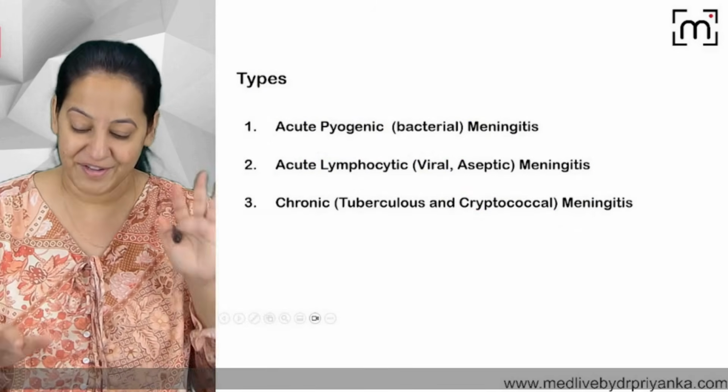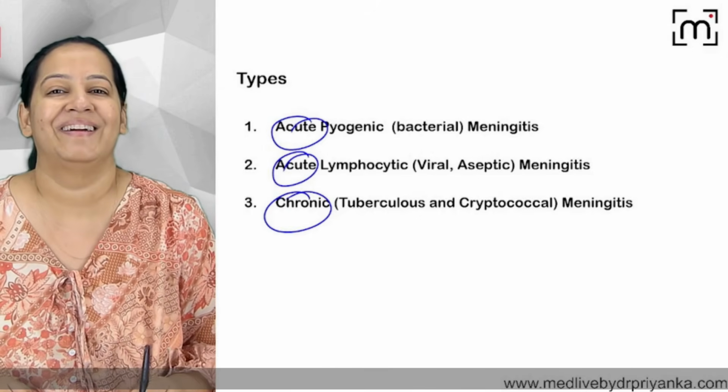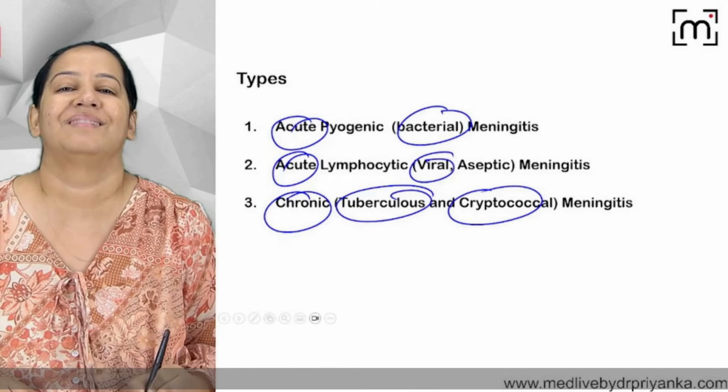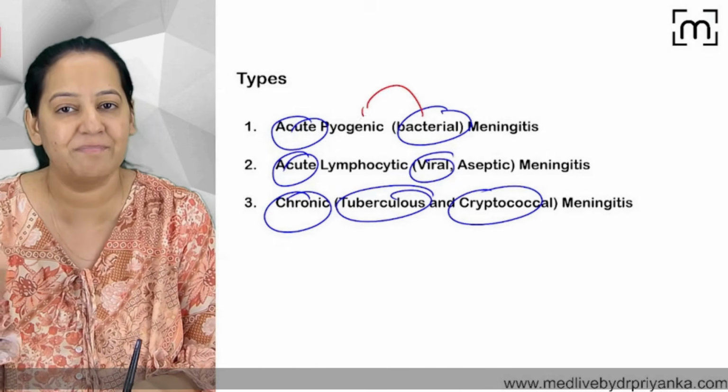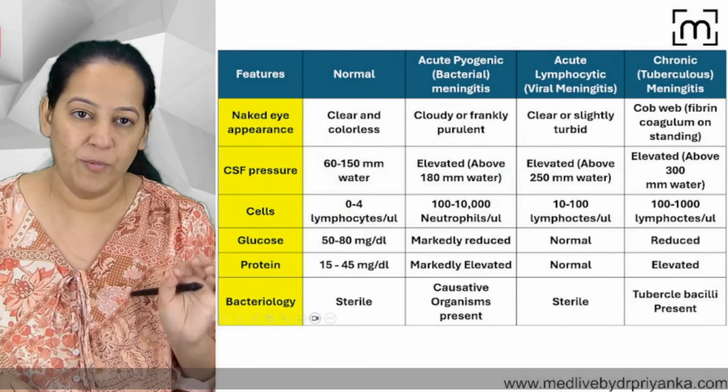I hope you got it. Now see the three types. You can see acute, chronic. Bacterial, viral, tubercular or cryptococcal. And see their other names. The bacterial is pyogenic. The viral is lymphocytic, also known as aseptic. I hope you got the three types.